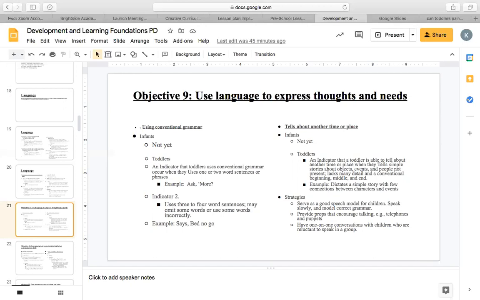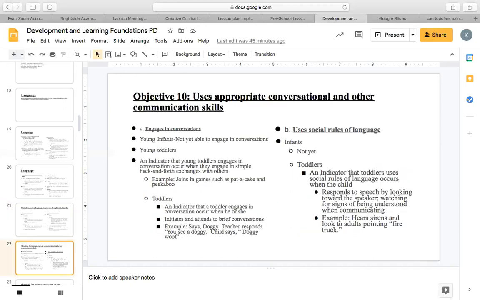Strategies, serve as a good speech model for children. Speak slowly and model correct grammar. Objective 10, uses appropriate conversational and other communication skills. Engages in conversation. Young infants, not yet able to engage in conversations. Young toddlers. An indicator that young toddlers engage in conversation occurs when they engage in simple back and forth exchange with others.